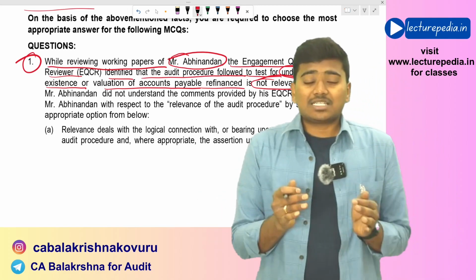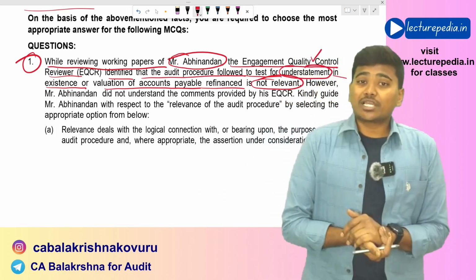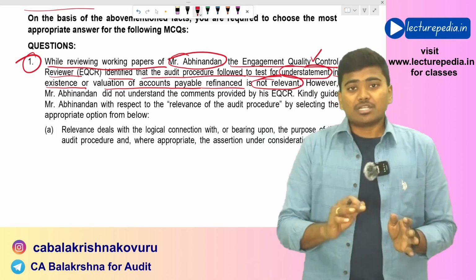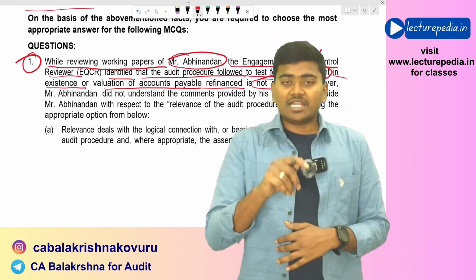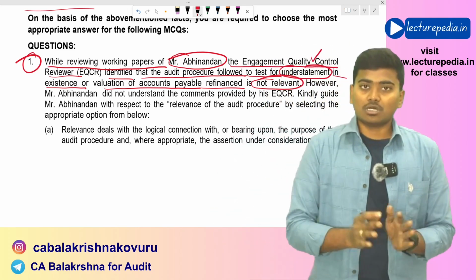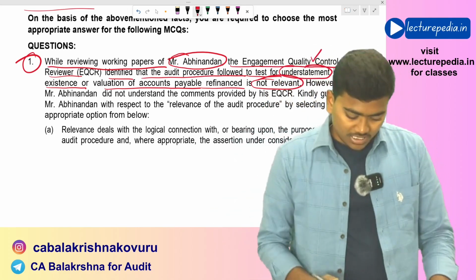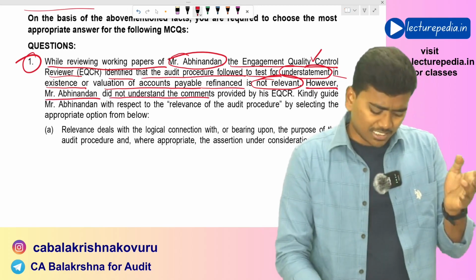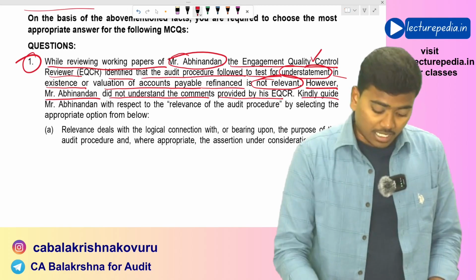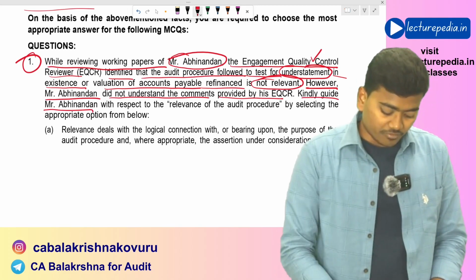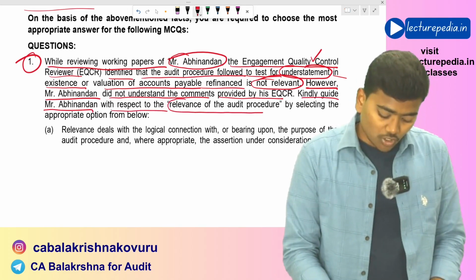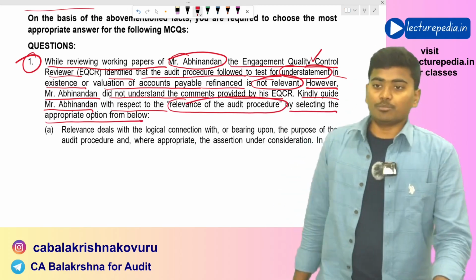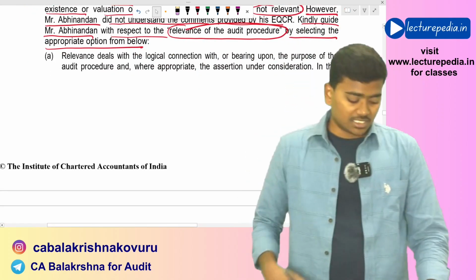So by just testing the recorded trade payables, you cannot get confidence with respect to understatement, but with respect to overstatement, you can identify. If at all there is any overstatement, you will identify it by testing. However, Mr. Abhinandan did not understand the comments provided by the EQCR. Kindly guide Mr. Abhinandan with respect to the relevance of the audit procedure by selecting the appropriate option from below. Let us see what are the options given below.